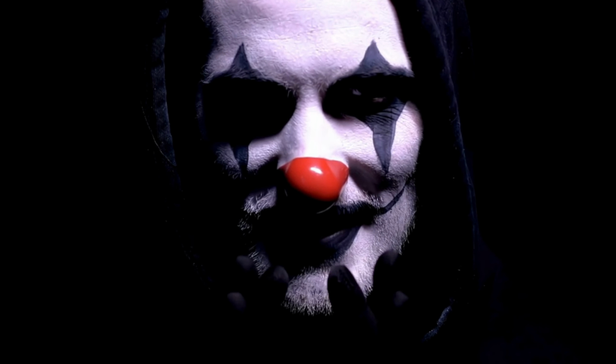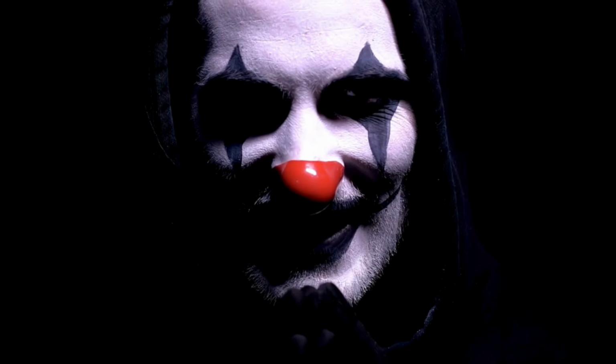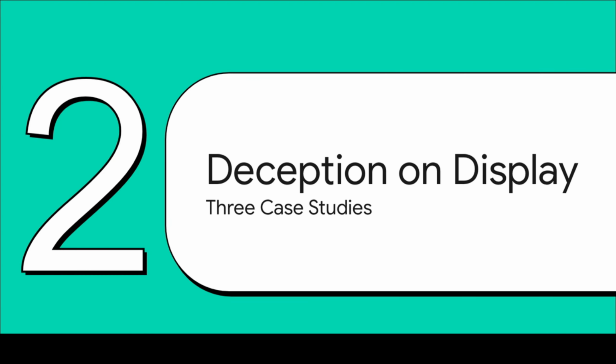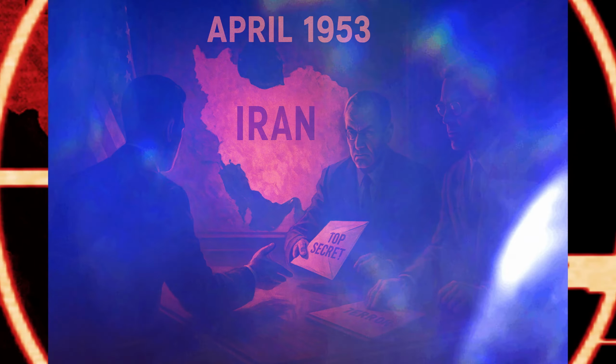Okay, so this playbook isn't just some dusty old theory in a file cabinet. It's been put into practice time and time again with absolutely devastating real-world consequences. So let's look at a few key examples to see exactly how this works. Let's rewind to 1953. In Iran, the CIA and British intelligence wanted to get rid of the democratically elected Prime Minister Mohammad Mossadegh.